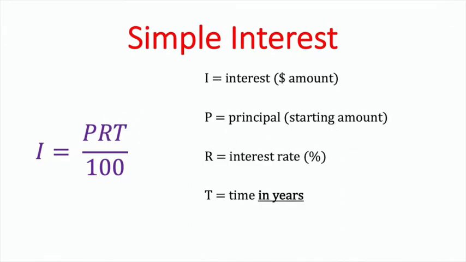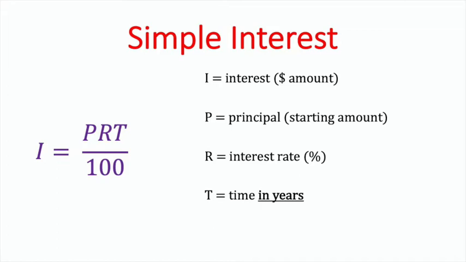Okay, here is the correct answer for each of the letters. I stands for interest. That means that'll be a dollar amount. So you could put in dollars next to that if you wanted to. That's how much interest the bank will be charging you, and that's what the formula will find out for us. P stands for principal. Now that's just a fancy word for starting amount. So principal is just the amount of the loan, or the amount of money that you invest in the bank at the beginning of your story, the beginning of your journey.